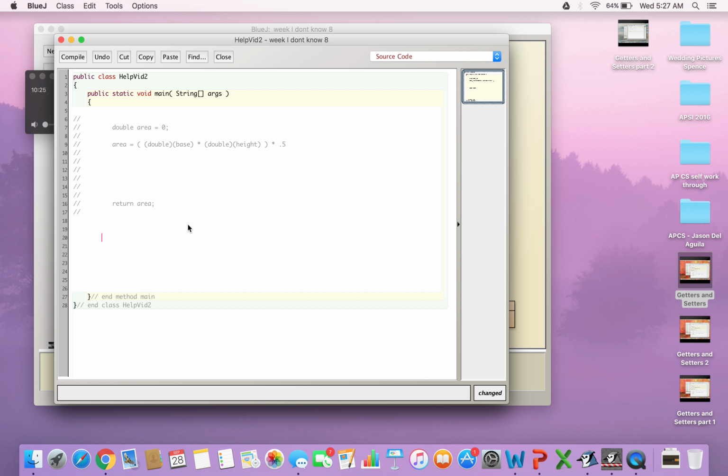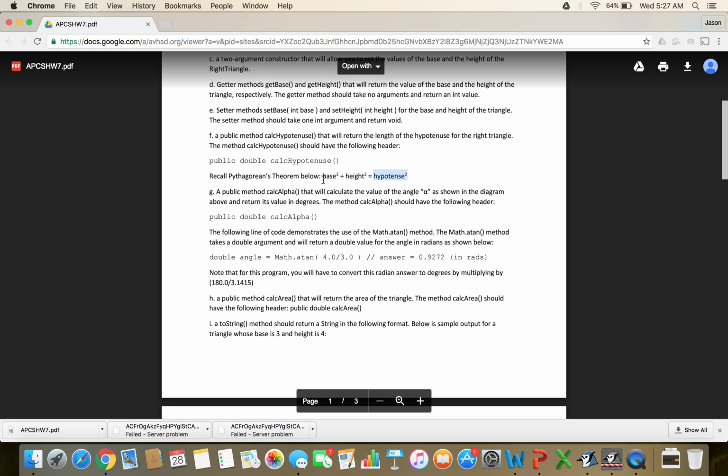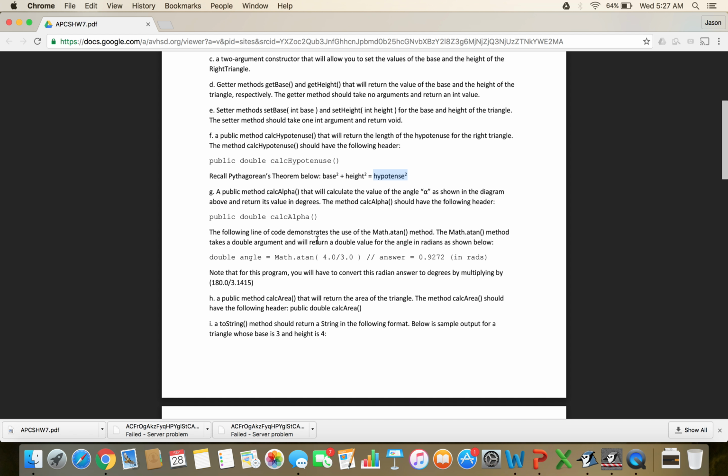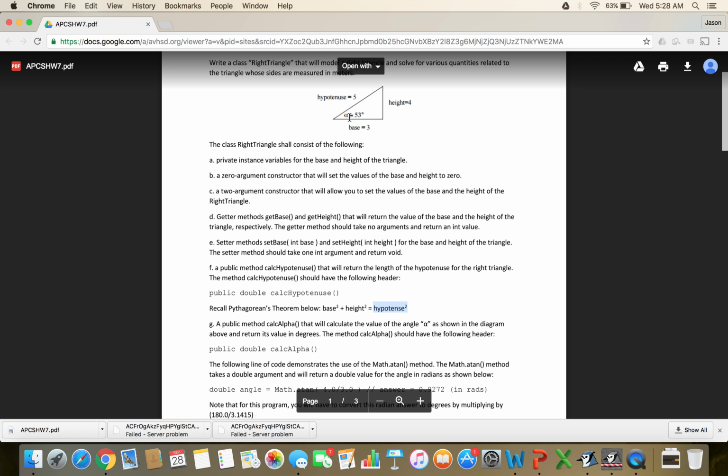So really what you would do for a hypotenuse is use Math dot square root, and this returns a double. So you'd put in something and then it returns a double. So you'd say hypotenuse gets Math dot square root of base squared plus height squared. Hopefully that makes sense to you. A public method called calc alpha that will calculate the value of alpha as shown in the diagram. So that's just calculating this angle.